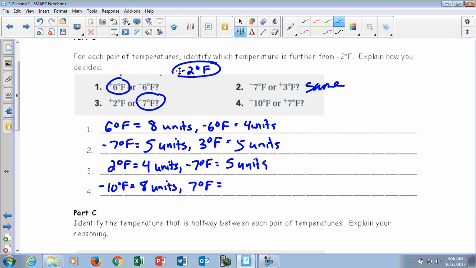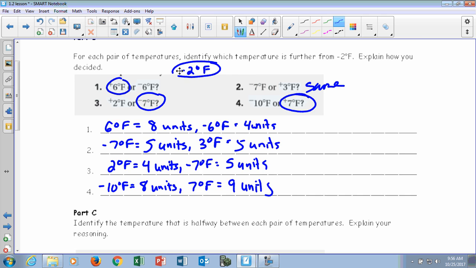Now, how far is 7 degrees Fahrenheit from negative 2? So here's 7. How far do I go to get to 0? 7, right? And then I got to move 2 more over to get to negative 2, right? So that's 9. So who's further? 7 is further away from negative 2.